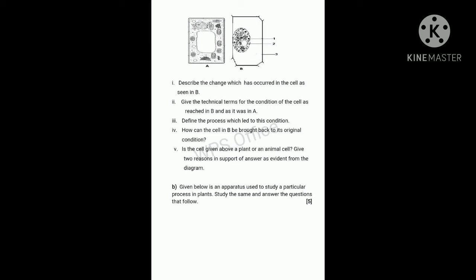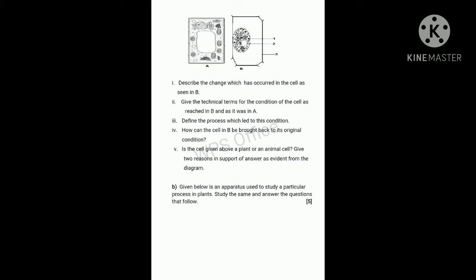Next, define the process which led to this condition. That is plasmolysis. The shrinkage of protoplast, the protoplast moves away from the cell wall. That process is called plasmolysis. Next, how can the cell be brought back to its original condition? By keeping the cell in a hypotonic solution or in water. It carries half a mark.